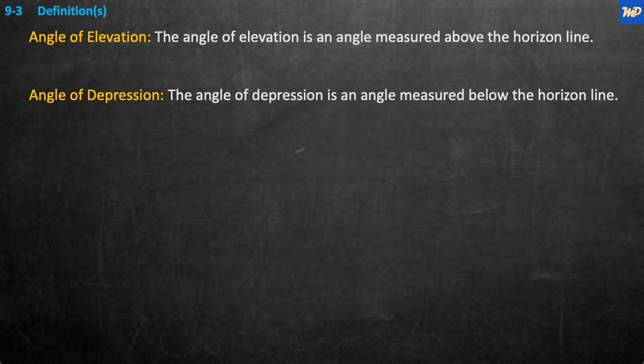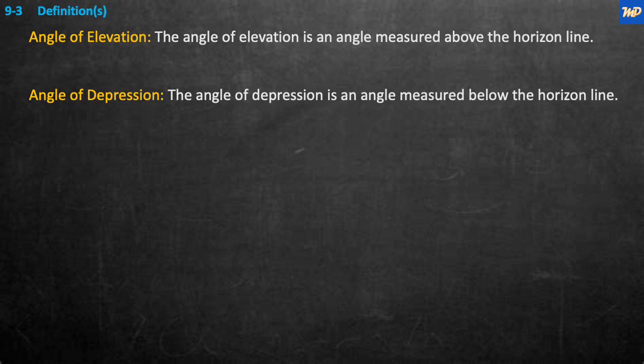Okay, to get started, we'll look at a couple definitions. So what is an angle of elevation? An angle of elevation is an angle measured above the horizon line. So if you're looking straight out in front of you and you tilt your head up, you're elevating your sight. That angle created as you look up is an angle of elevation.